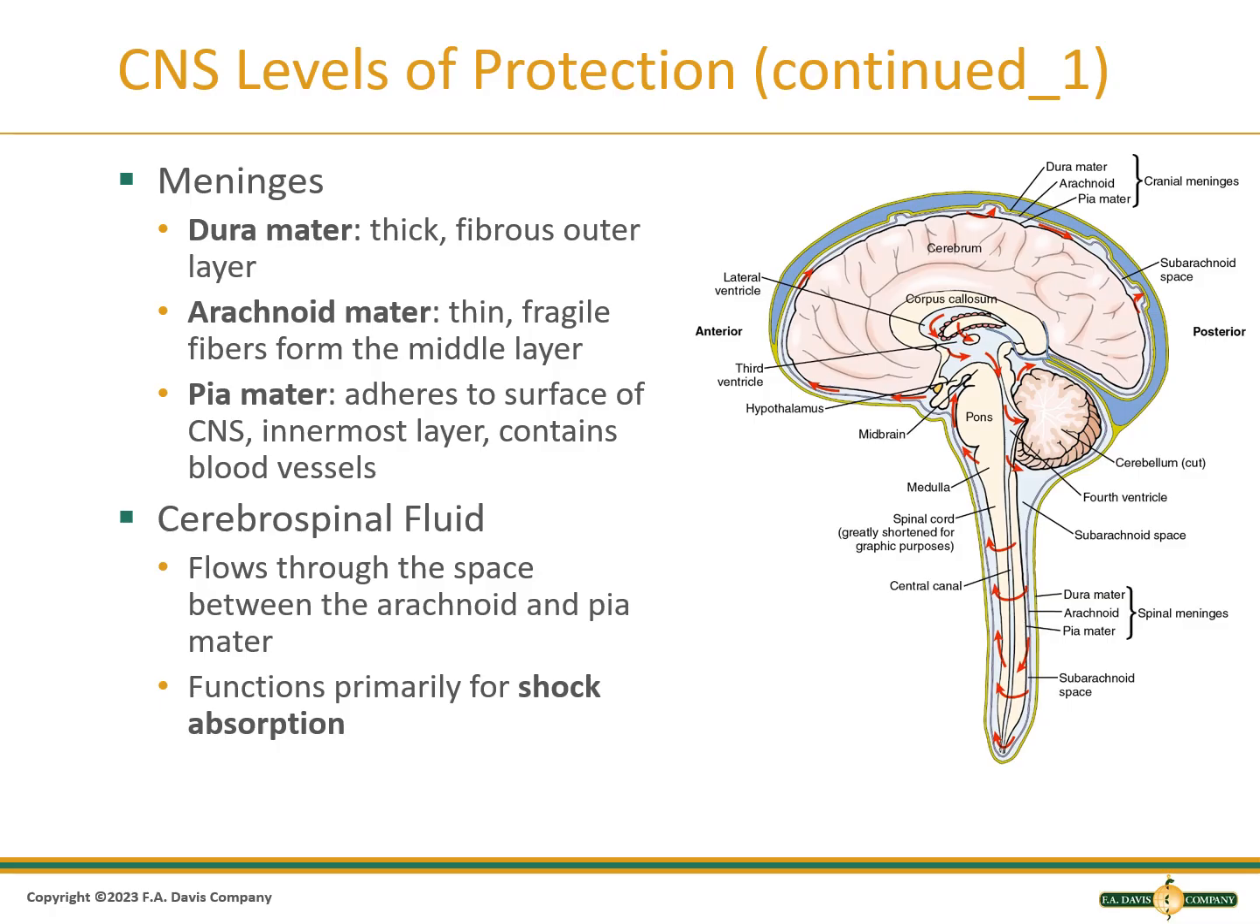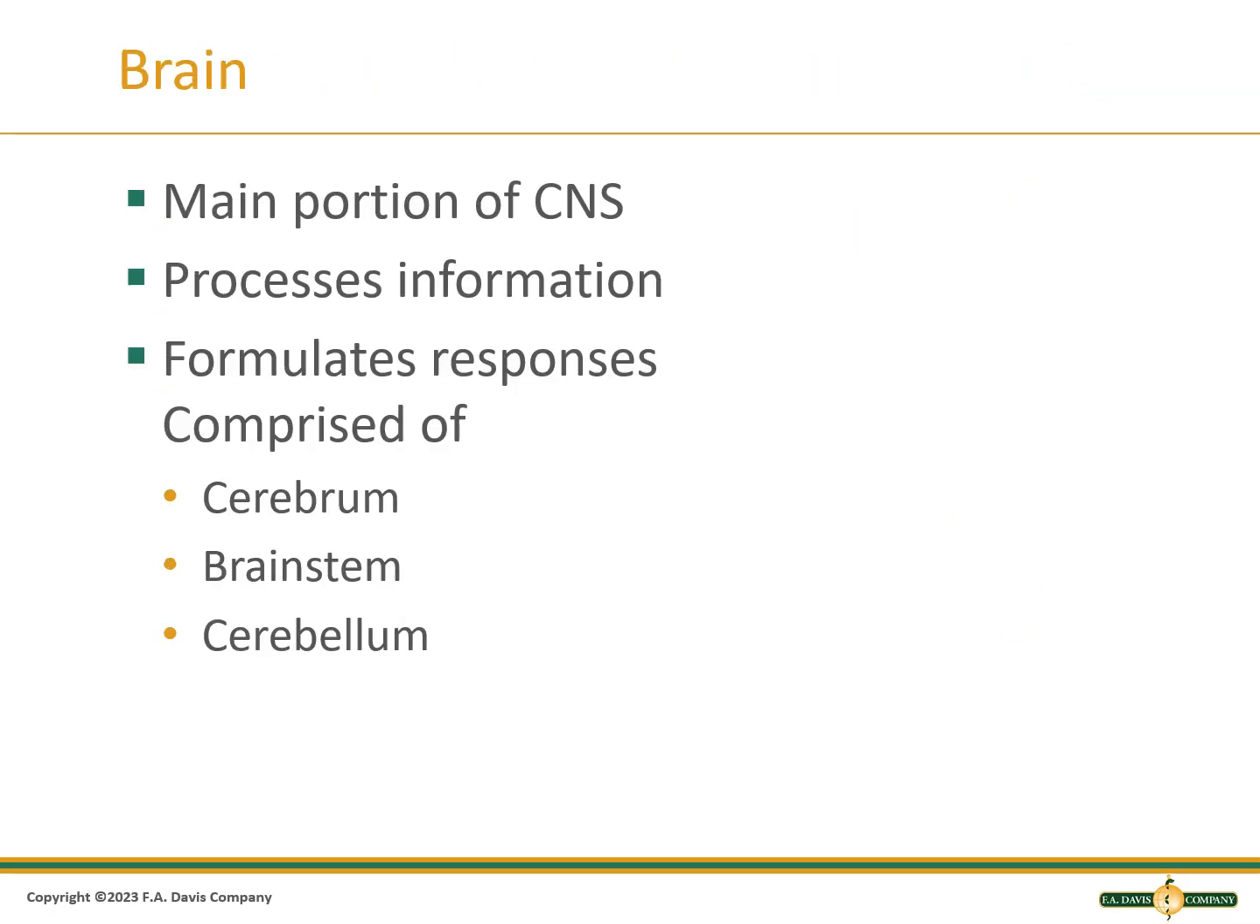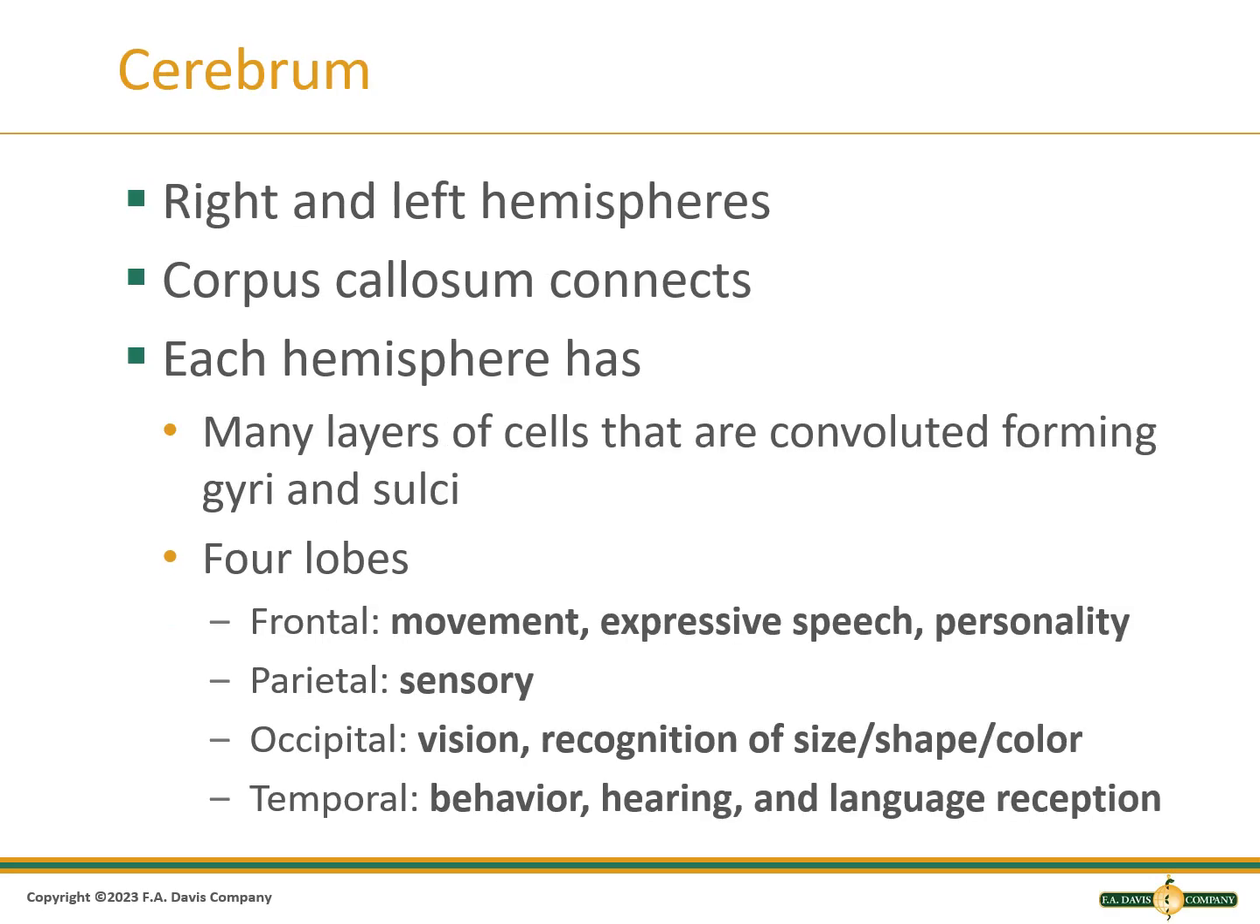The cerebrospinal fluid flowing through the subarachnoid space is another layer of protection because this fluid acts as a shock absorber. The brain is the main portion of the central nervous system that processes information and formulates responses, and the brain is made up of the cerebrum, the brainstem, and the cerebellum. The cerebrum is broken down into hemispheres, and each hemisphere has four lobes.